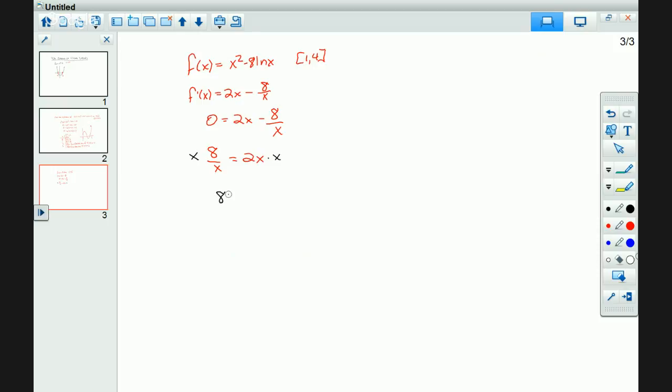So 8 is 2x squared. You can divide by 2, square root. Worry about the -2. When you root, no, it's not in the interval, thankfully.